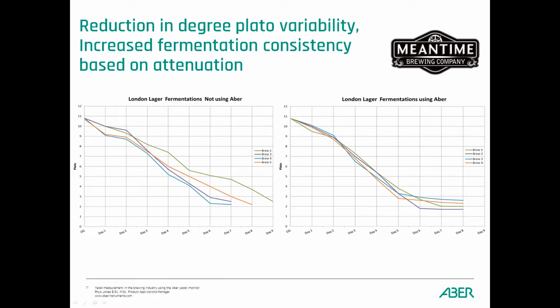Meantime in London compared the ABBA monitor to their previous pitching strategy. The graphs here show the fermentation profile based on attenuation for the London lager strain over 4 different brews, where the degree plateau is displayed over time. Firstly, when pitched by mass on the left-hand side, and secondly by the ABBA system on the right-hand side. A significant improvement was seen in the performance and consistency of the fermentations following the use of the ABBA system. The reduction in fermentation time found could result in energy, cost, and efficiency savings.